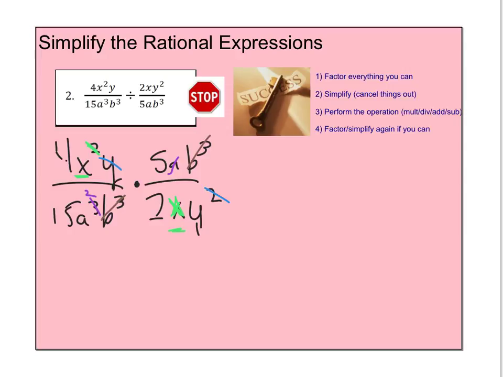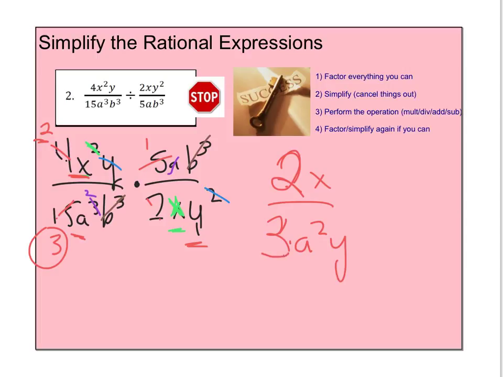Now I can actually get into the numbers. 4 over 2 is just 2, and 15 and 5 can simplify to 1 over 3. On the top I've got 2, I've got x, and nothing over here, so that's just going to be 2x. On the bottom I've got 3a squared y. So that would be my answer, 2x over 3a squared y.